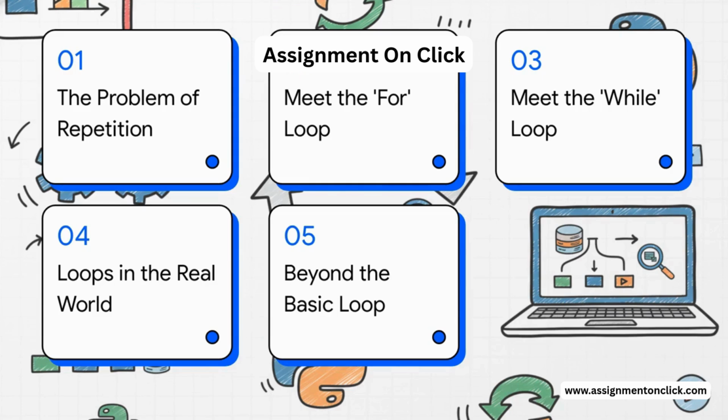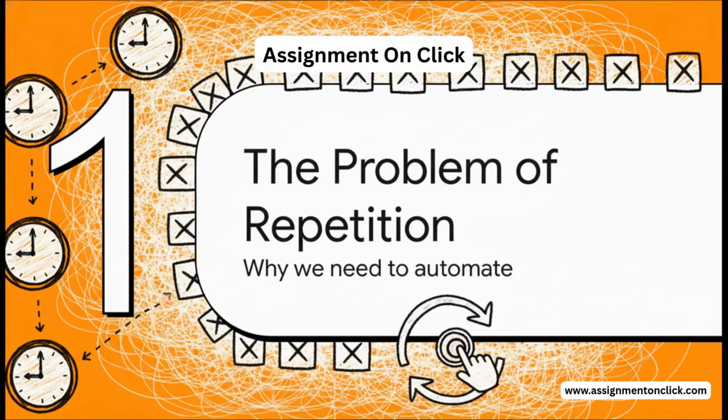All right, here's the game plan. First, we'll figure out why we even need loops in the first place. Then, we're going to build up our toolkit, getting to know the two big ones, the for loop and the while loop. After that, we'll see how these things actually work in the real world with real data. And to wrap it all up, we'll cover some pro tips to make your code even better. So, let's kick things off with section 1, the problem of repetition.